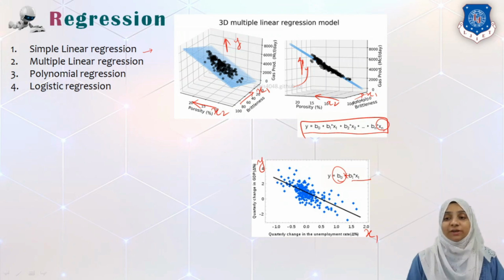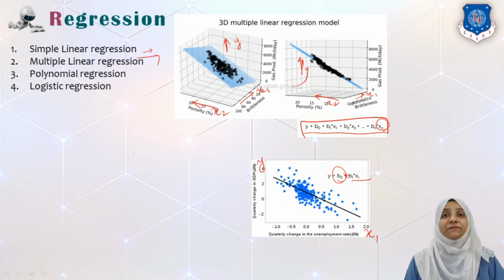This particular thing is called multiple linear regression, where we have more than one independent variable from which we have to find out the value of one dependent variable.